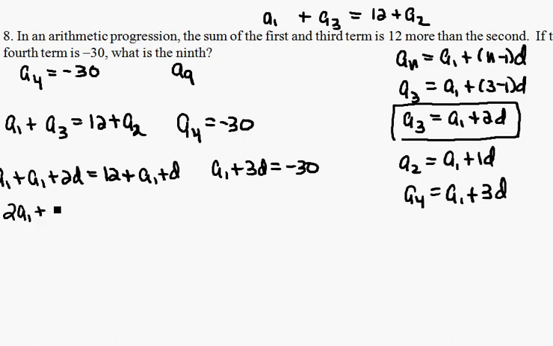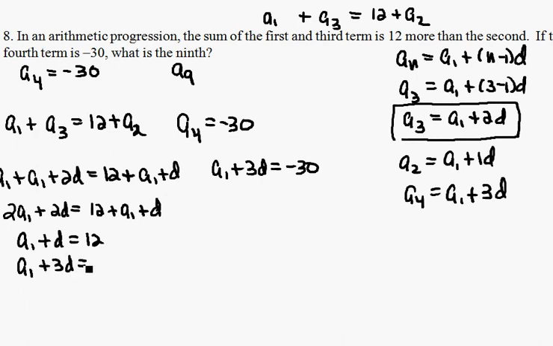I get 2a1 plus 2d equals 12 plus a1 plus d. I'm going to move the a1 and the d over onto this side over here. So I get positive a1 plus d is equal to 12. And now I'm going to match it up with this equation here and do a little systems of equations. Conveniently, the coefficient of both the a's is the same, so I can just subtract these 2 equations, and the a1's will cancel out. So those 2 cancel.